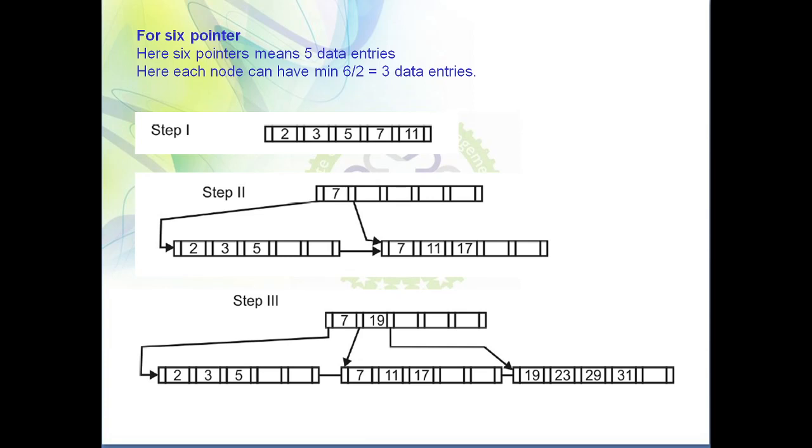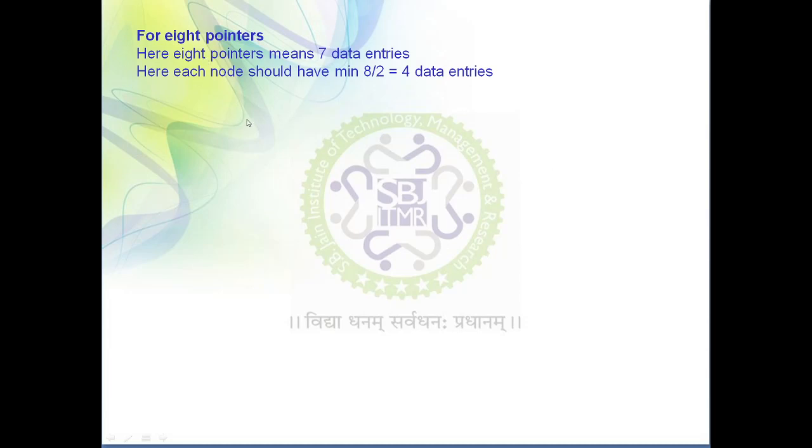So if the number of pointers is less, then the length of the B plus tree is more, but if the number of pointers is more, then the length of your B plus tree is very small. So we have constructed a B plus tree for n equals 6. Now next we need to construct a B plus tree for n equals 8.